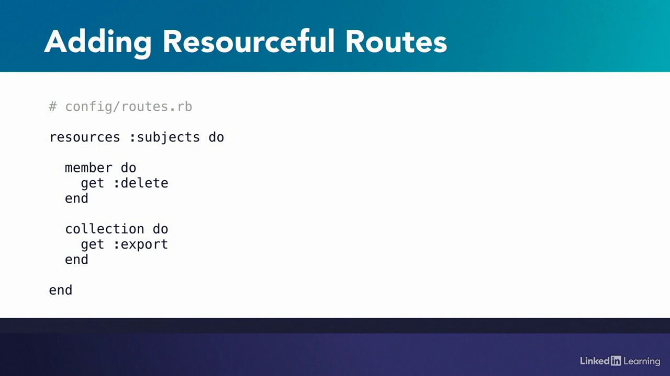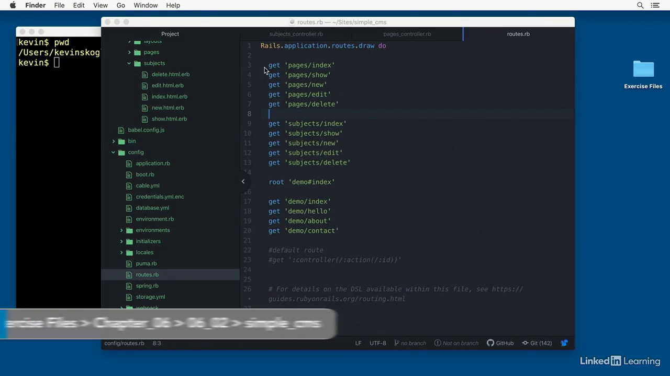If you want to do something to all of them as a whole, then you would use collection. So for example, if we wanted to export all of the subjects, we want to do it to the whole set, not to just a single subject, and so you use collection. It's really a way of telling it whether it should expect to receive an ID or not. In our web application, let's try adding these routes.